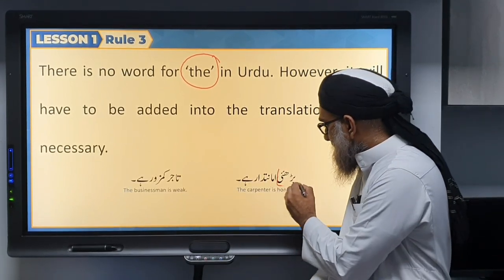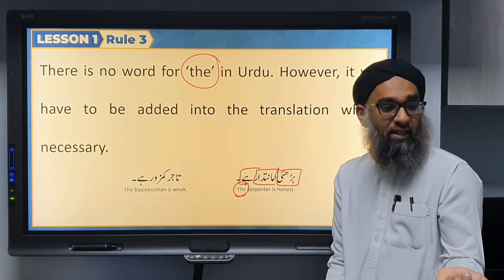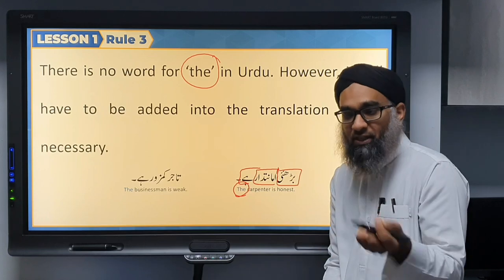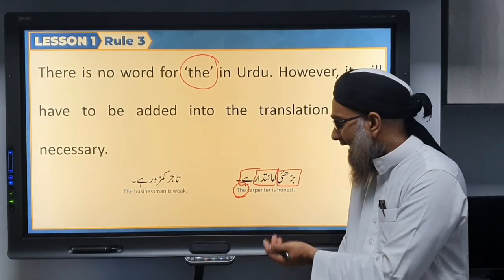So again, you have the subject, you have the predicate, you have the joining word. But there's no word for the. In Arabic, you have the alif lam. For those who know Arabic, you have the alif lam. But in Urdu, you just say barhai amanat dar hai. There's no word for the. You just add it in.